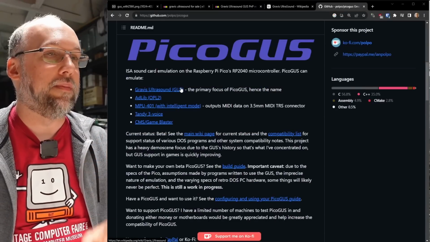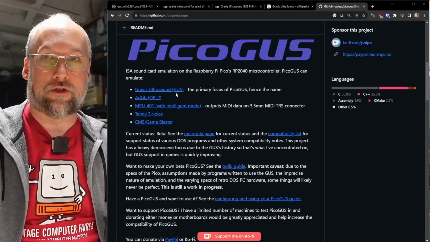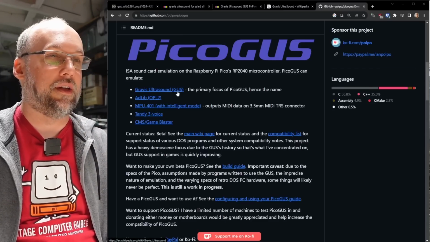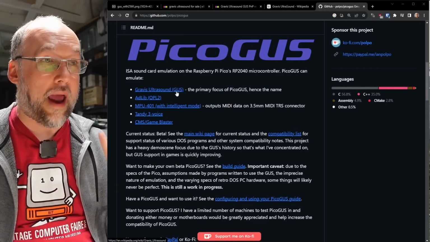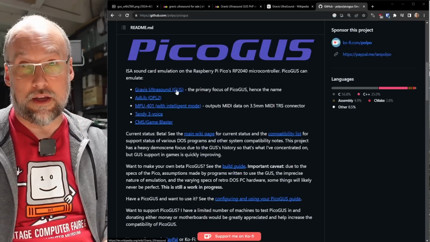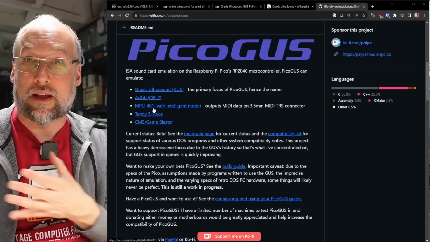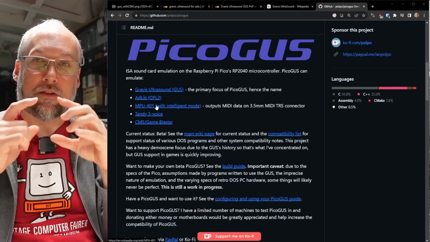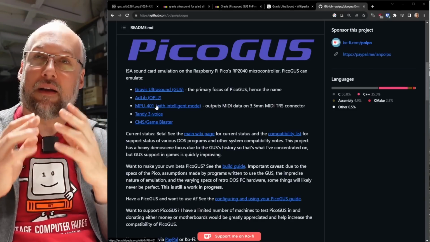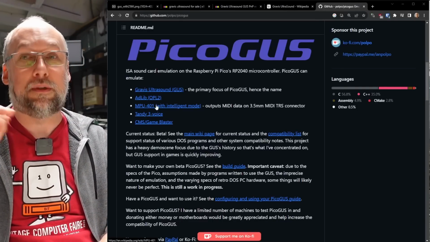So looking at the GitHub repo, we can see that currently, well, the Gravis Ultrasound is the headlining feature of this thing, but it also currently can do AdLib OPL2, so this replaces an AdLib card completely. It can do the MPU-401, so that's the intelligent mode I was talking about. That's a very expensive card from Roland that allows you to hook your DOS PC up to the MT-32.